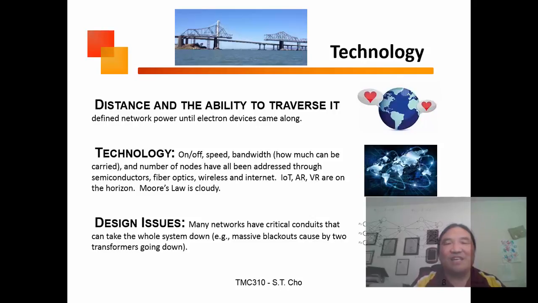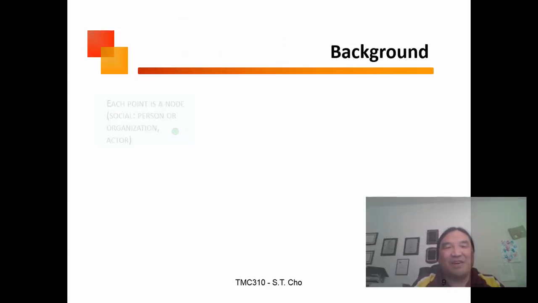Then there are the design issues. When you set up your networks, a lot of networks have critical points. And guess what? You take that point out, you can shut the entire network down. This might be before your time, but there was once a whole bunch of blackouts around the time of Enron in California. Some of them were genuine and some weren't. But two transformers going down took out an entire area.